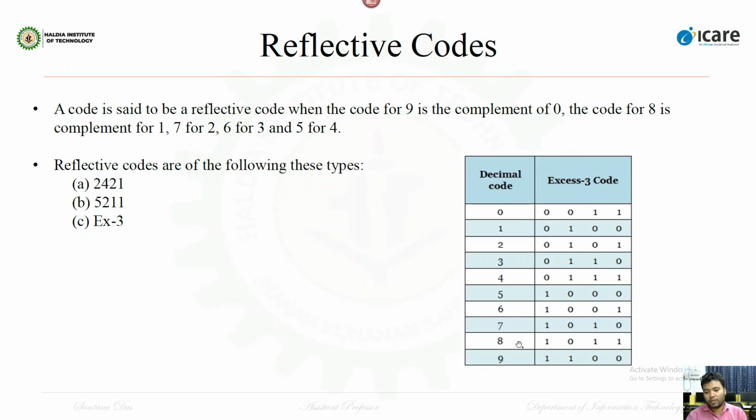And similarly for 1 and 8, you can see that they are also complements of each other. And similarly 2 and 7, 3 and 6, and 4 and 5 are all complements of each other. This is the property of reflective codes. So if any type of code holds this property, you can say that it is a reflective code. Some examples of this type of code are 2421, 5211 and XS3. You can see that this is an example of XS3 code.